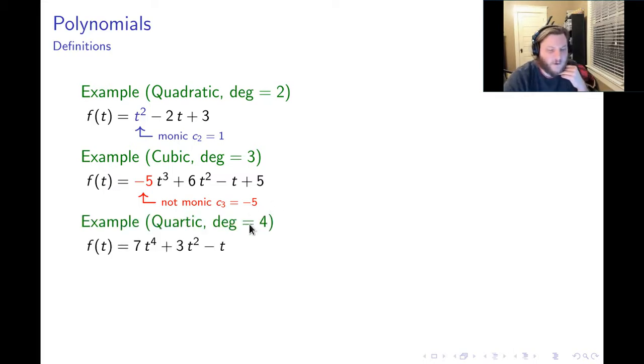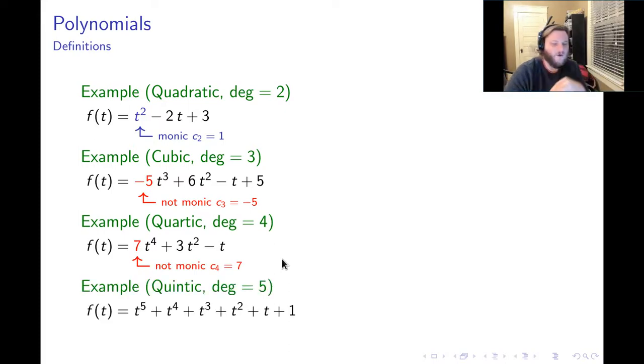A polynomial of degree 4 is called a quartic. This one is 7t to the 4th plus 3t squared minus t. The leading coefficient here is 7, which is not equal to 1. So this example is not monic. And a polynomial of degree 5 is called a quintic polynomial. This one is the example given by t to the 5th plus t to the 4th plus t cubed plus t squared plus t plus 1. This is a monic polynomial because the leading coefficient is equal to 1. So here we have a bunch of different examples of polynomials. This is an exercise intended to acquaint us with the language of degree and whether or not a polynomial is monic.